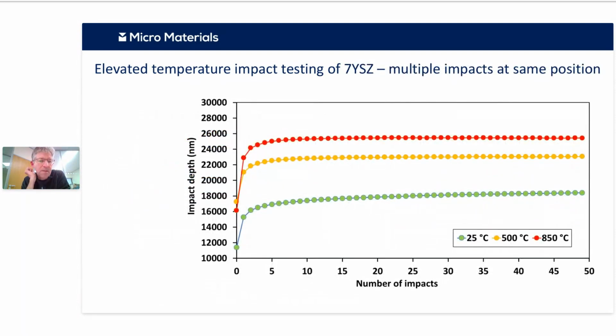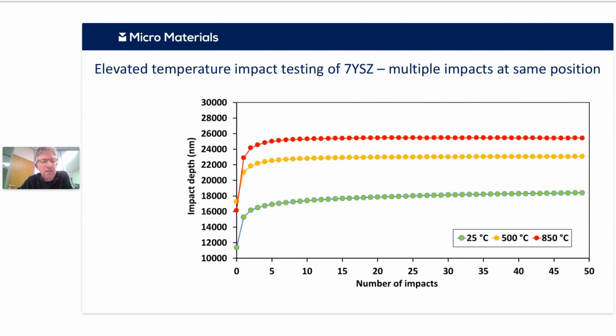So back to the TBCs. So here's some examples. The TBCs are considerably less exciting. So it's a system as a function of temperature. You can see there, the green is at room temperature, the red is at 850. And in terms of the final depth, you can say, well, actually, it's going in more at the higher temperature.